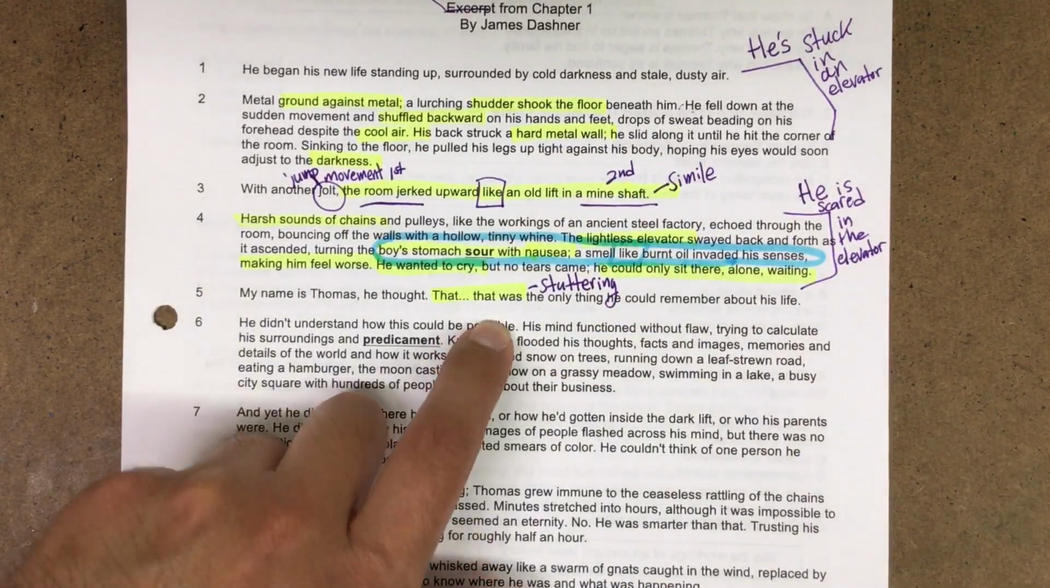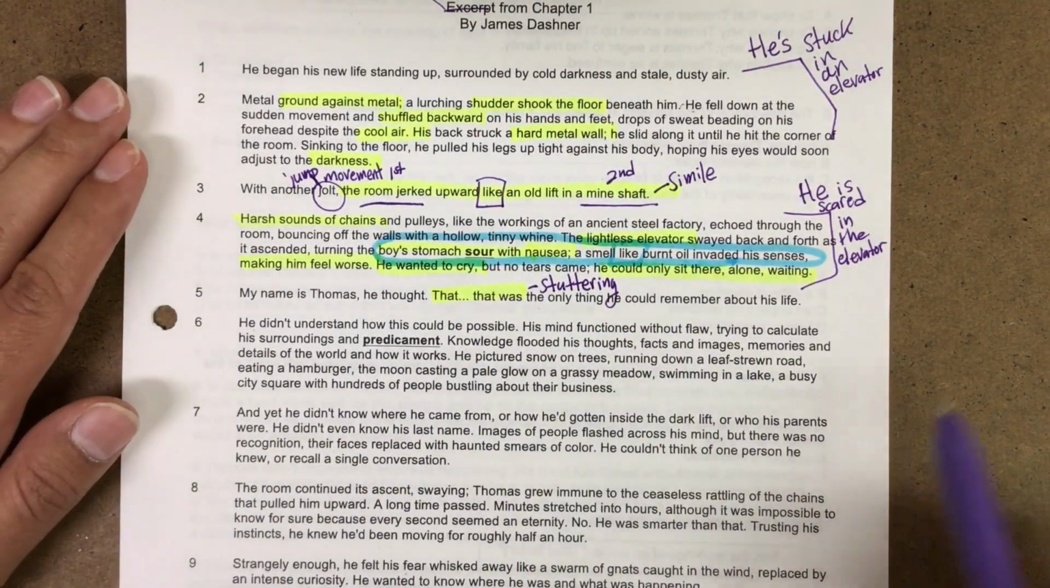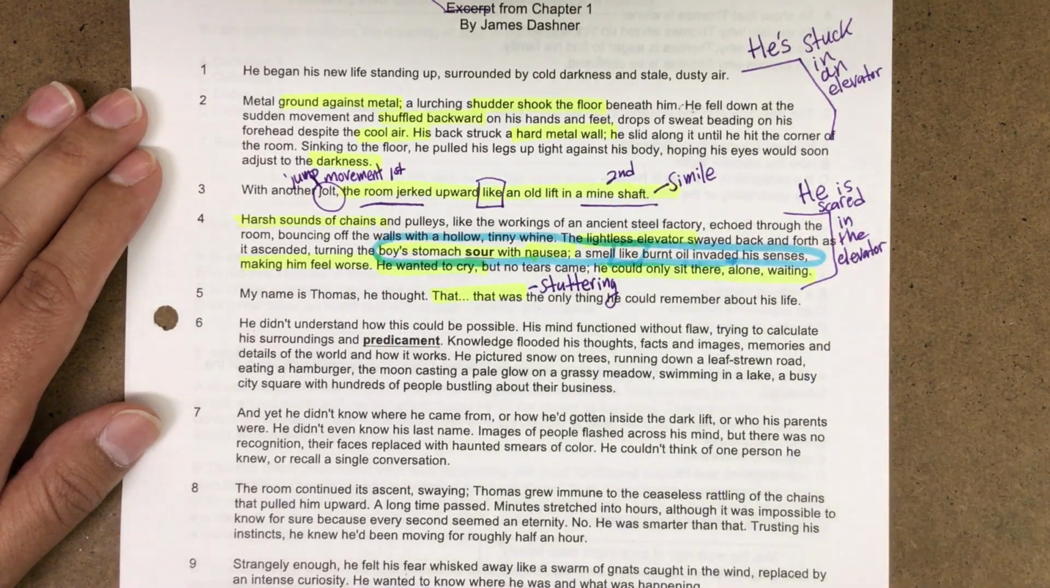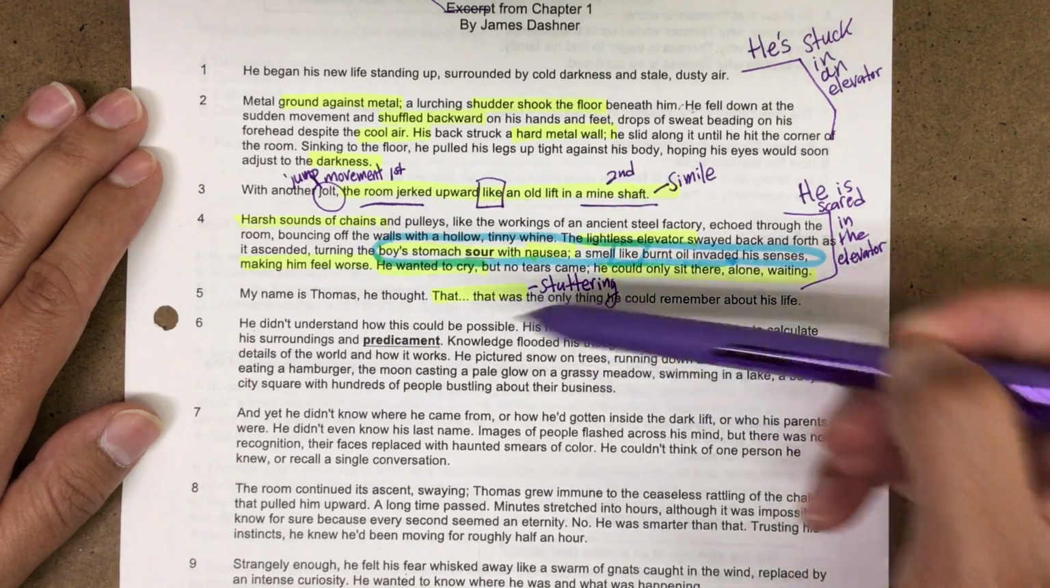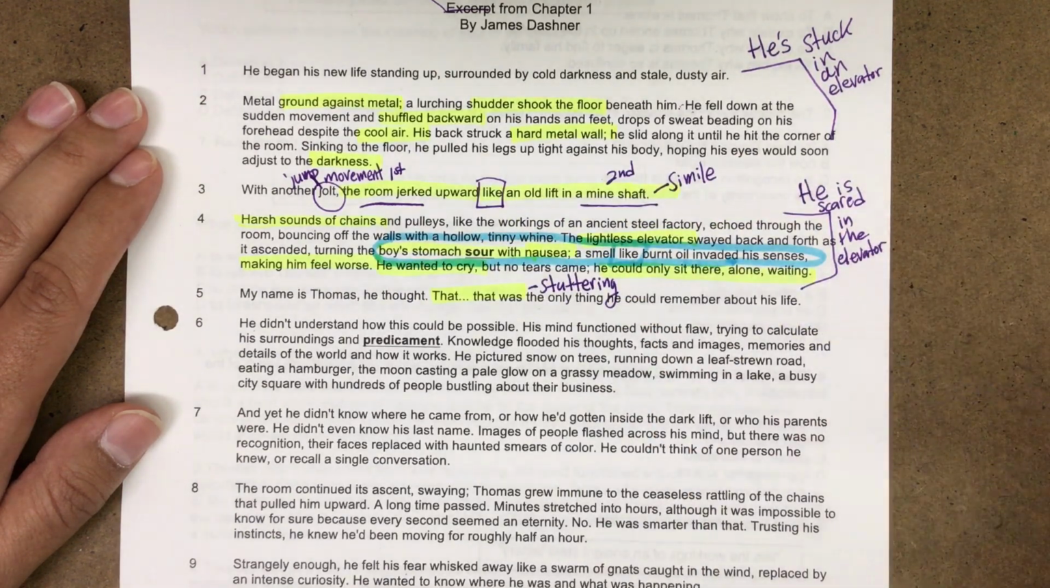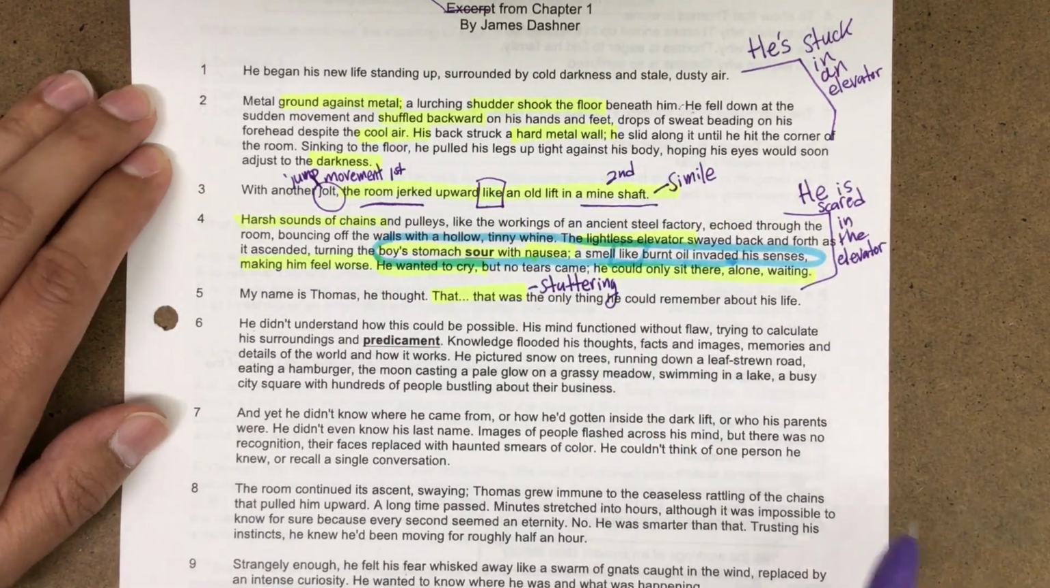Now, why would this character be stuttering right now? We have to ask ourselves. He's scared in the elevator, and he's stuck there. So you need to make a text to self-connection. This reminds me of, or how would you feel if you were Thomas? So right now he is thinking, he's stuttering, and he's trying to get his thoughts together.